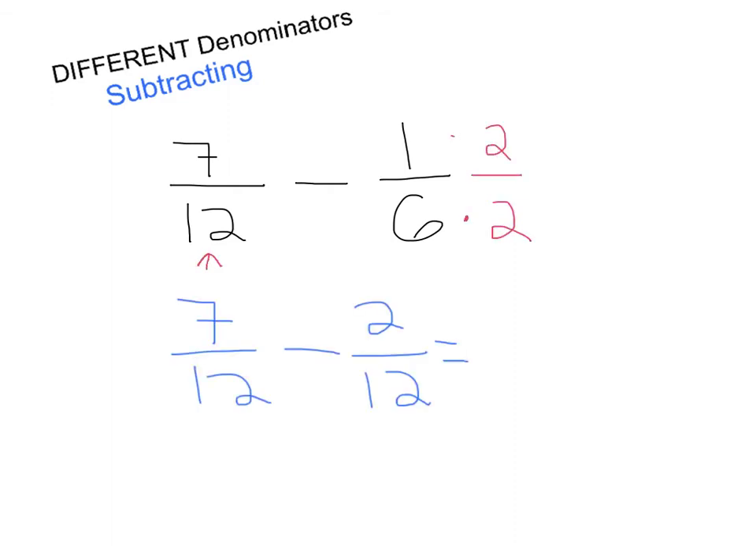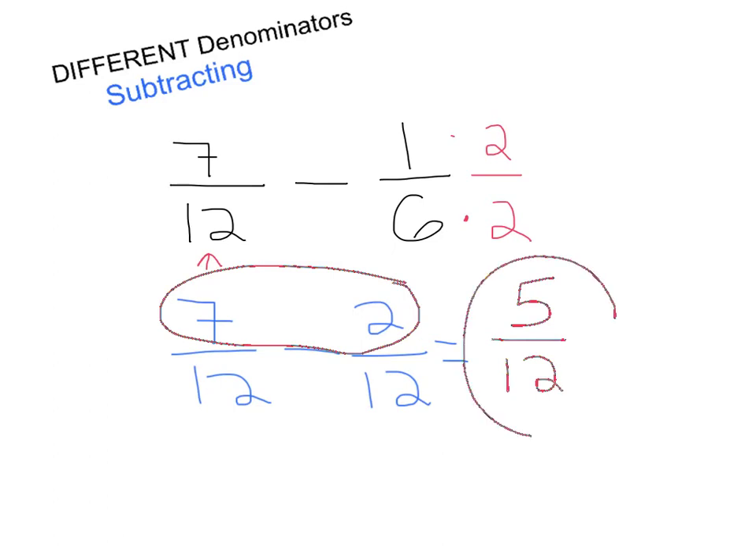So we now have 7/12 minus 2/12. So with that common denominator, we can subtract our numerator. 7 minus 2 is 5. So 5/12. Look to simplify, but it is already fully simplified. So we have our answer.